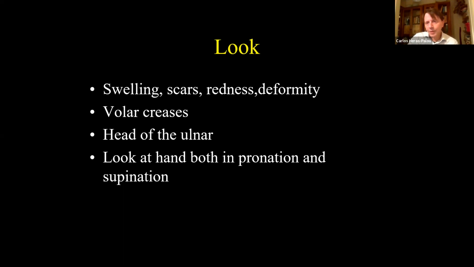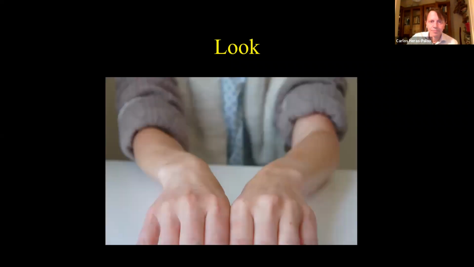And to examine a wrist, you really need a table, and you need to put the arm of the patient vertical. You need to be able to move it. You need to be able to feel it, and you need to get them to relax the muscles.